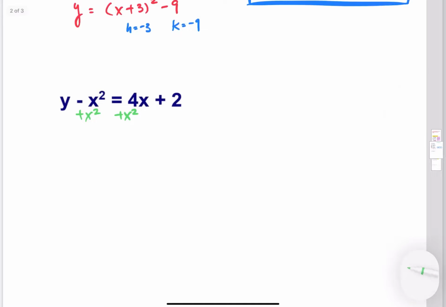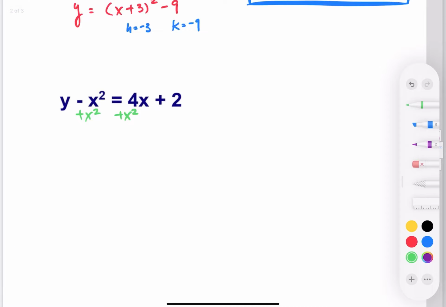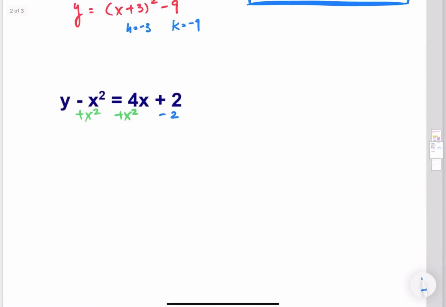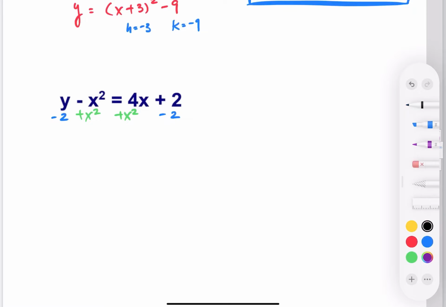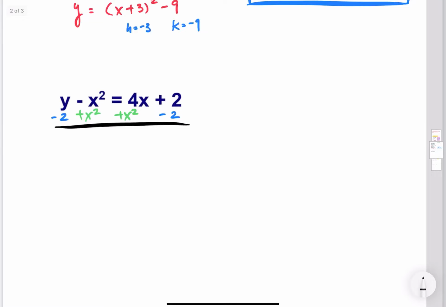And I also need to get rid of that 2 on the right, so I'm going to go ahead and subtract 2 on both sides. I could do that at the same time, and that's going to save us some time here. So the x squares will cancel each other out, the 2s will cancel each other out, and now we have y minus 2 is now equal to x squared plus 4x. Now you always want to write that x squared first, and that way we could go ahead and figure out what is that new c value.